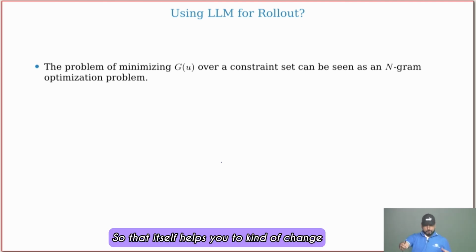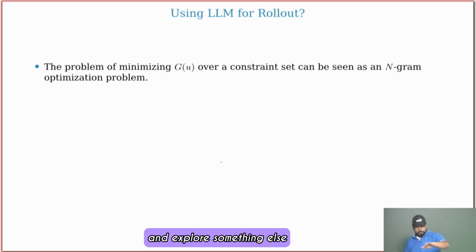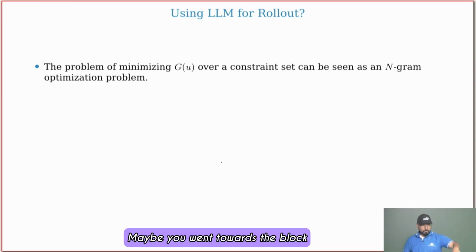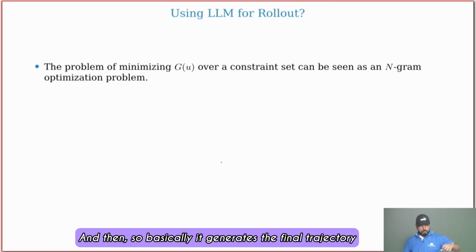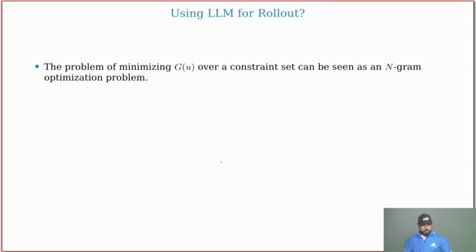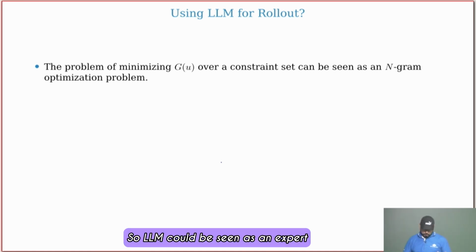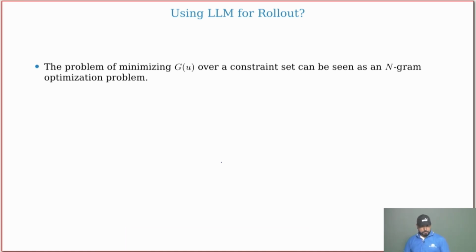So that itself helps you to change and explore something else. So you tried something else. Maybe you went towards the block and tried to push it near the door, and then it generates the final trajectory, and you won because after certain time steps the seekers could not find you. So for this trajectory, the LLM will say, yeah, this is a good one, and so on. So the LLM could be seen as an expert.